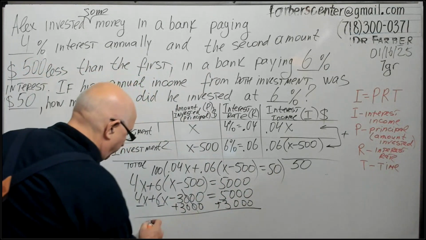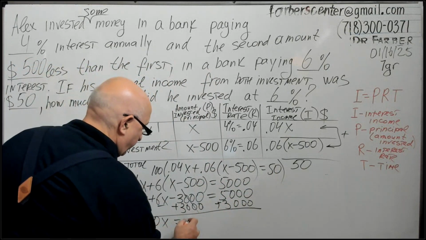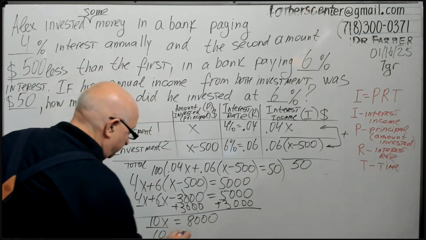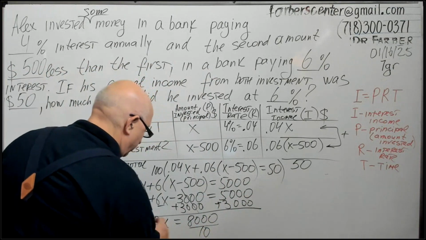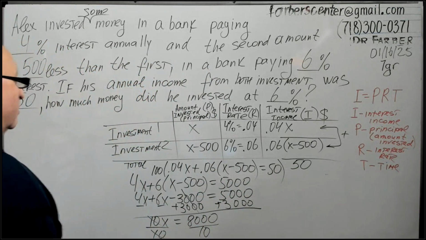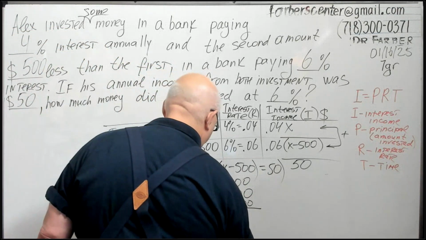And cancel out. You have 10x equals 8000. Divide by 10 both parts. Okay, and you get what? $800.